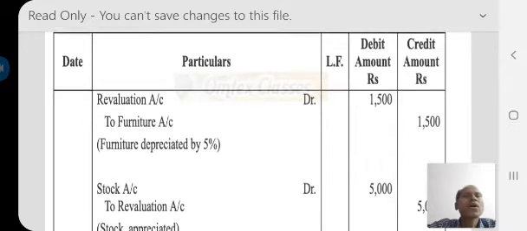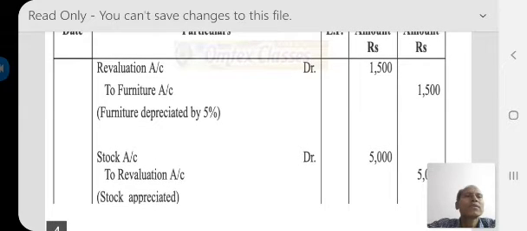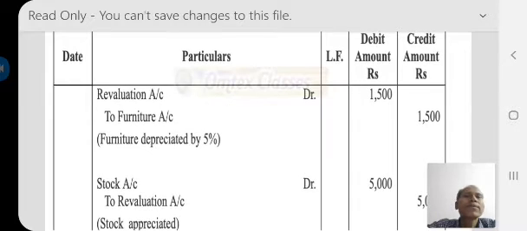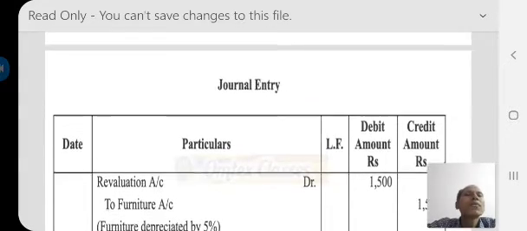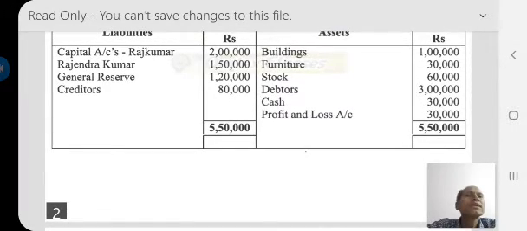First, revaluation account debit to furniture account. In the problem it is given that 5% depreciation should be made on the furniture. So what is the amount of the furniture shown in the balance sheet? See, 30,000.